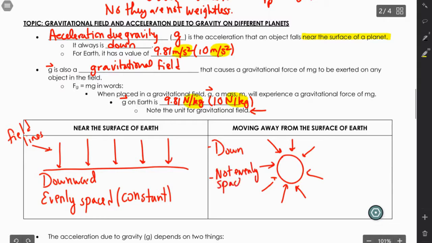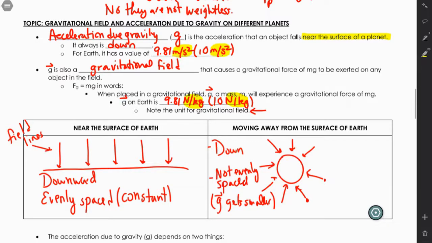Because what happens is as you go away from the planet, the gravitational field gets smaller. So the gravitational field at this point would be equal at this point, but it's different than down here.